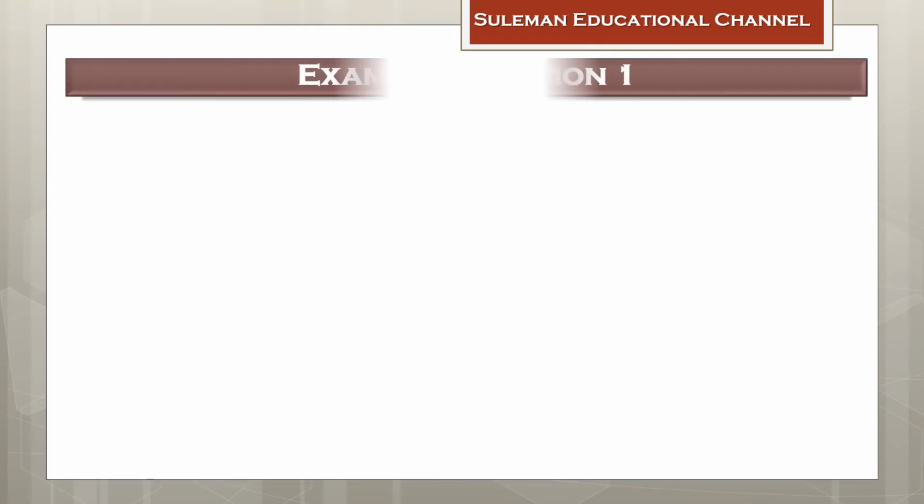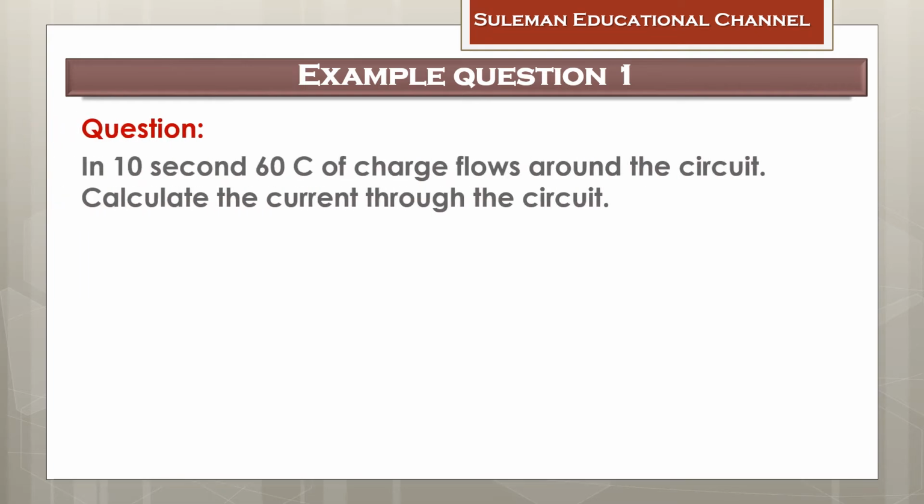Now let's look at an example of how to calculate current. The question is: in 10 seconds, 60 coulombs of charge flow around the circuit. Calculate the current through the circuit. The very first step is to write the formula. The formula is I is equal to Q divided by T, because here we have to find the current, the charge is given and the time is given.